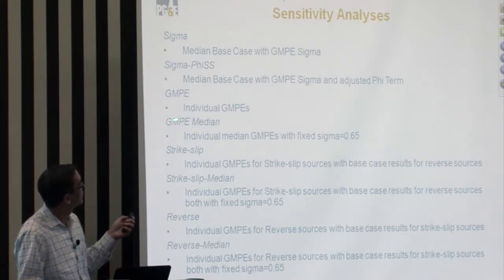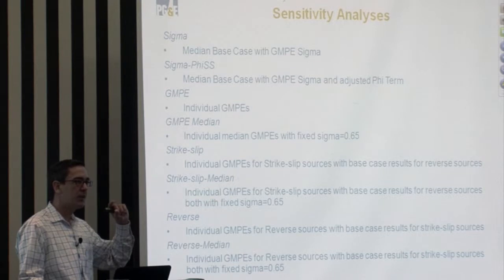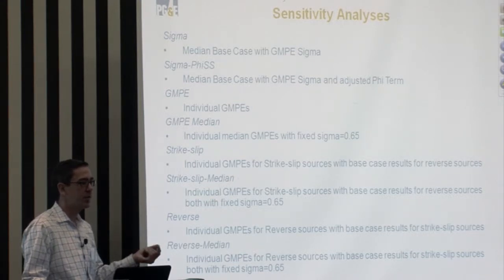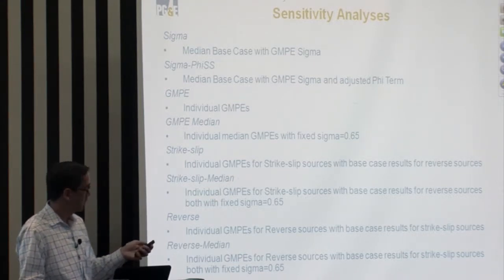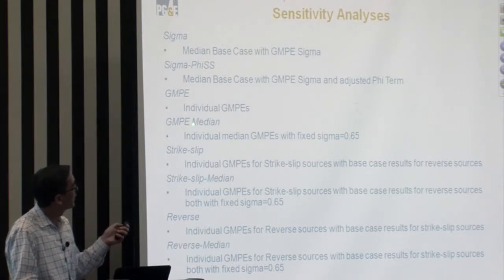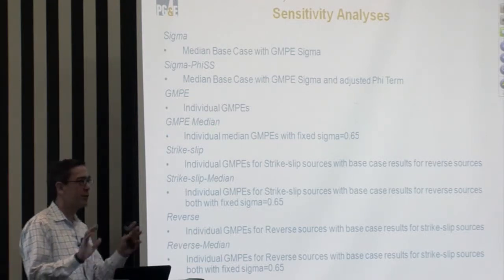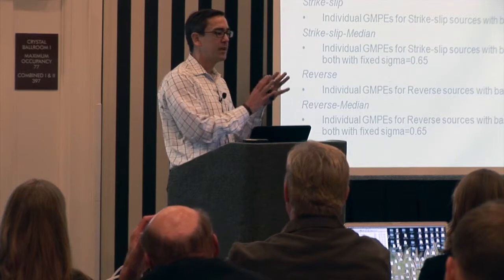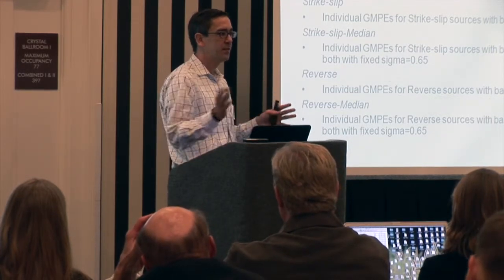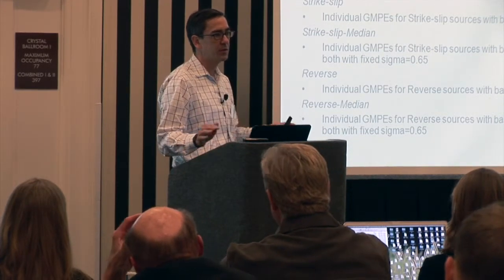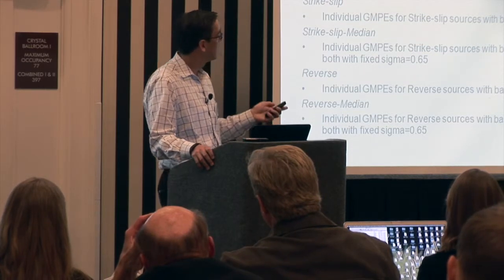The next one is similar to what I had just shown before. That's running the individual GMPEs with their median predictions and their sigma models. Then we follow that up with what I'm calling the GMP median. It's a little bit confusing, I guess, but what that means is that we're looking at the median aspects of the model, so we're fixing the sigma.